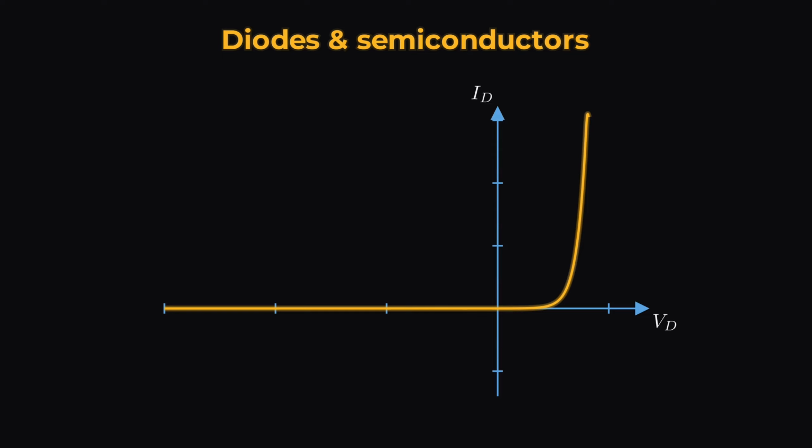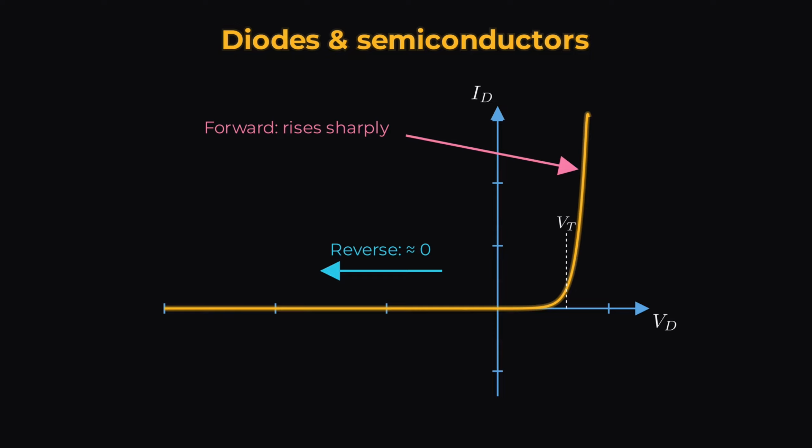Look at the current voltage curve. In one direction, current rises sharply once the voltage is high enough. In the other direction, current stays near zero. We call the easy direction forward and the block direction reverse.